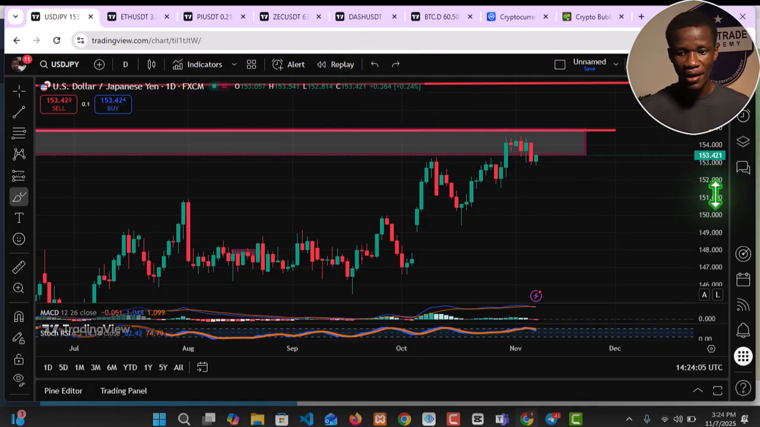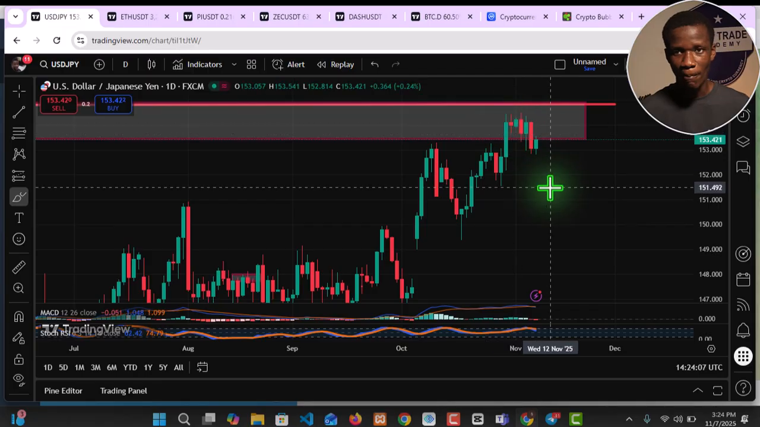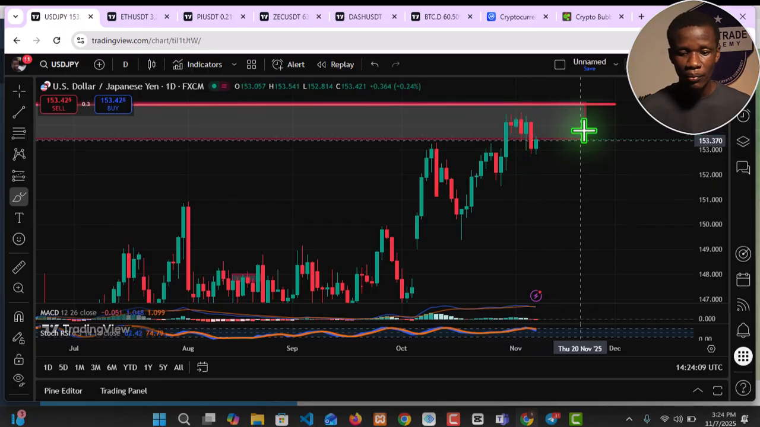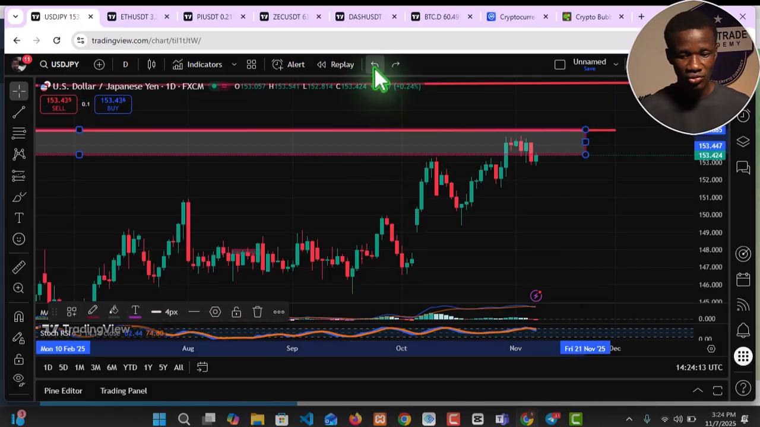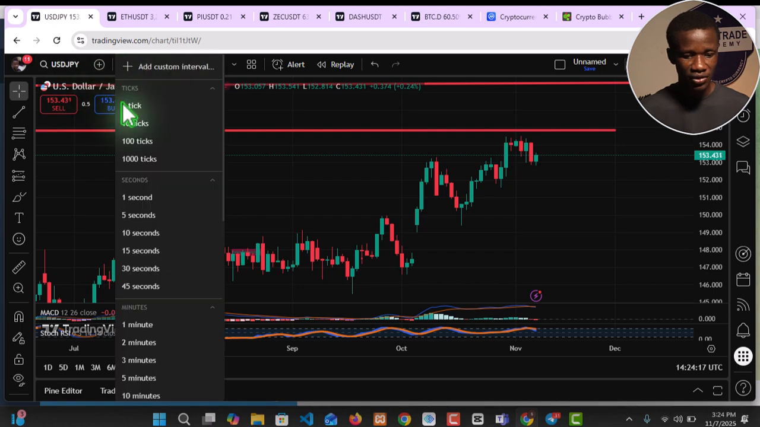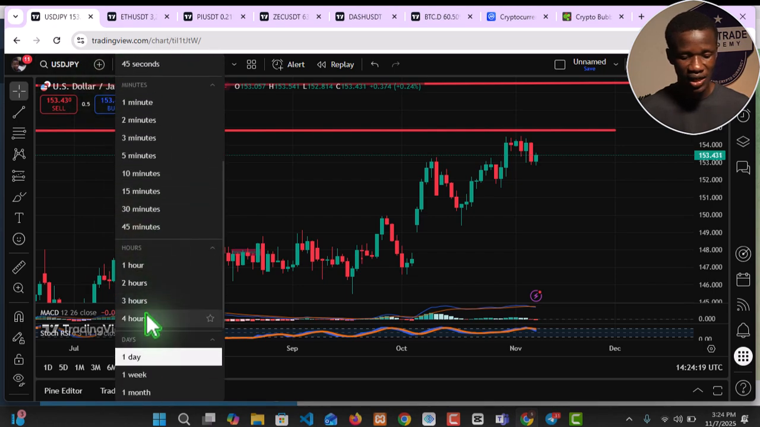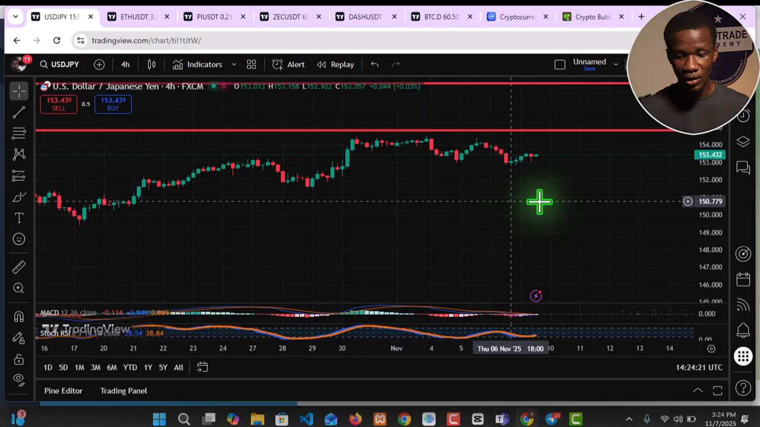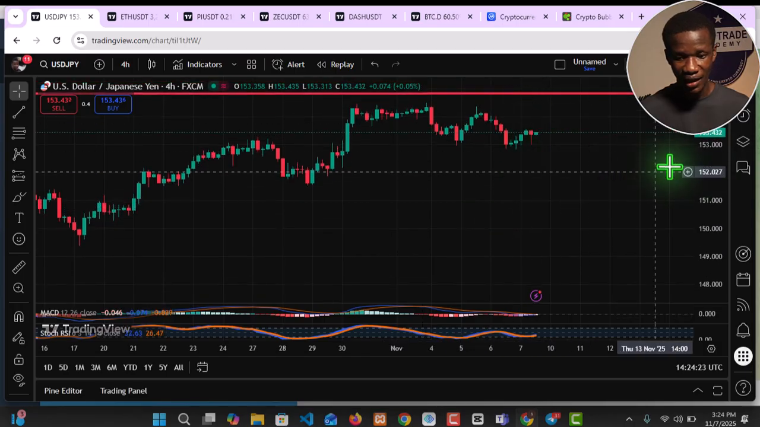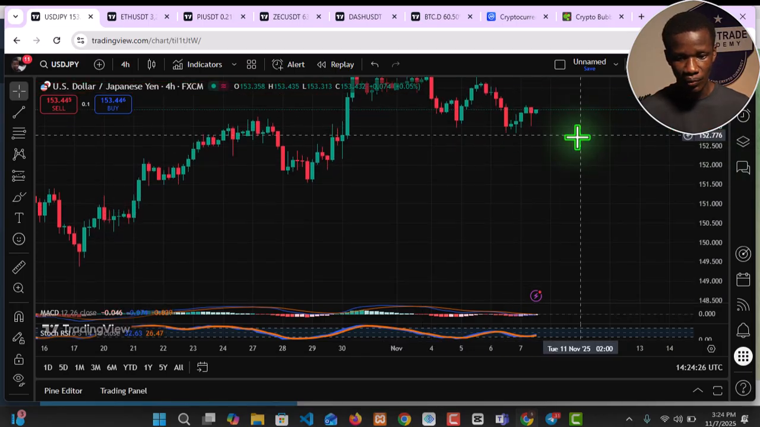And that is why I am expecting the market to come back down, but I am waiting for confirmation candles and entry on this area right here. So if I switch back to the 4-hour chart to give you a broader look, what I am looking at right now is this point.